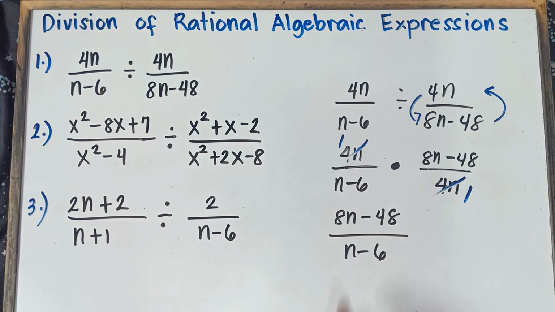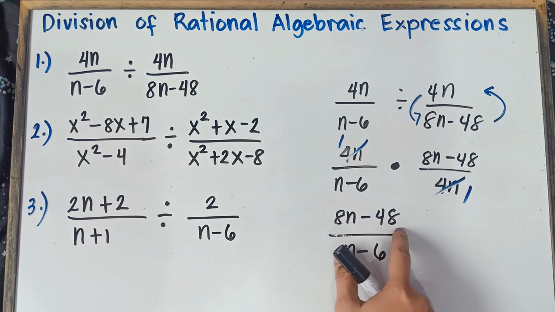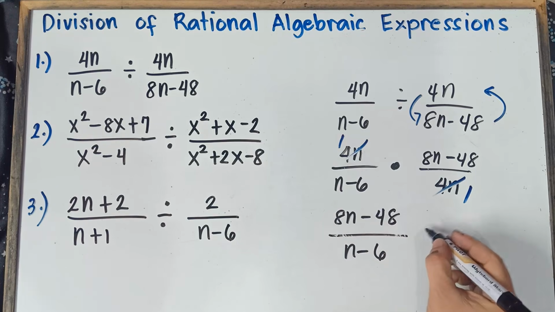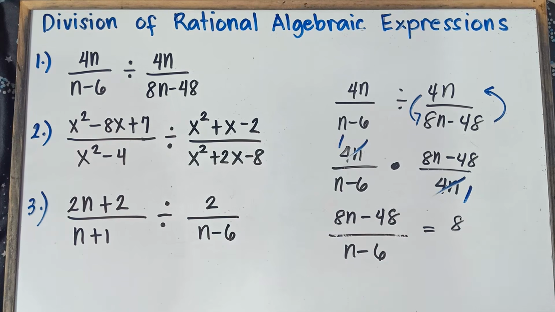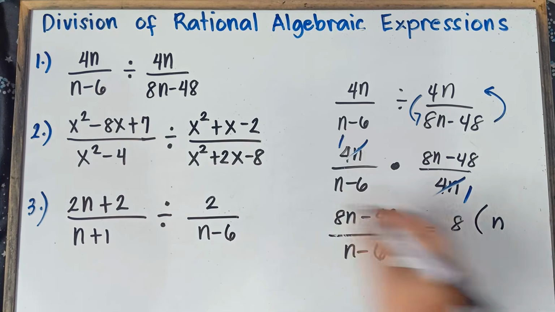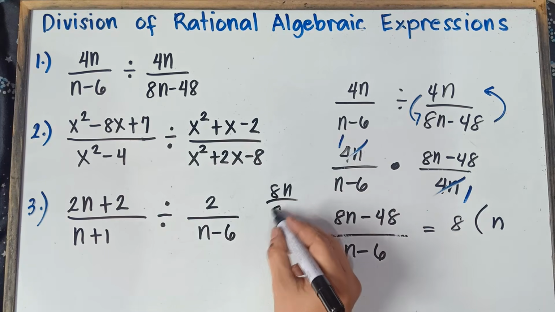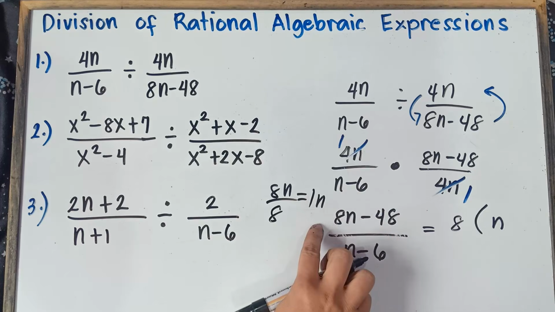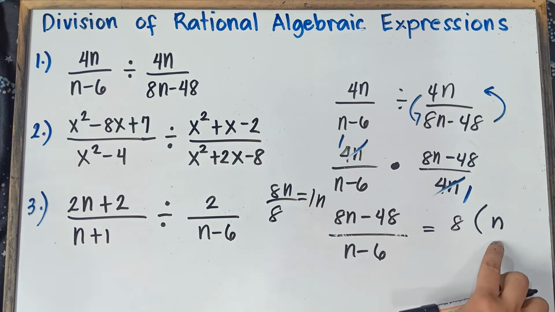Now, can we factor this out, class? 8n and 48. With regards to the numbers, 8 and 48, yup, we can factor this out by 8. For the letter, we cannot factor out n because this 48 doesn't contain any letter. So we can only factor out the number, that would be 8. Alright, and then simply divide this one, 8n divided by 8, that would be n. So 8 divided by 8 is 1. Simply copy n. That would be 1n or n.